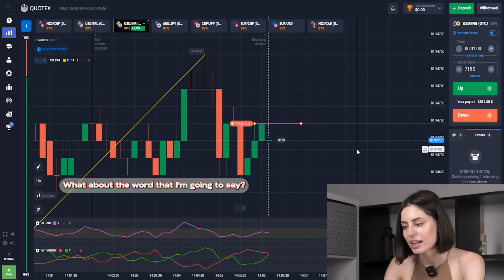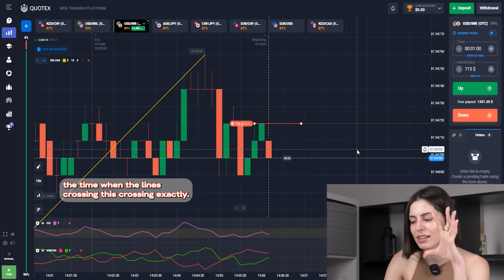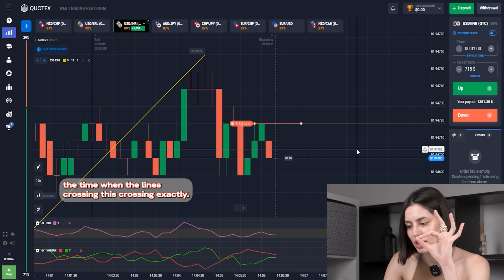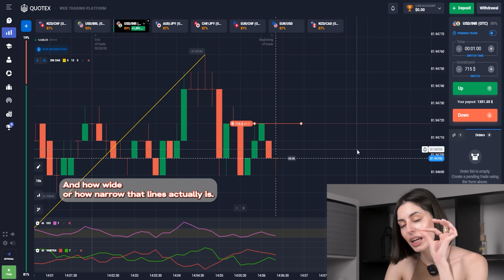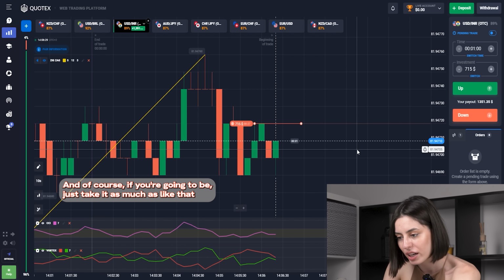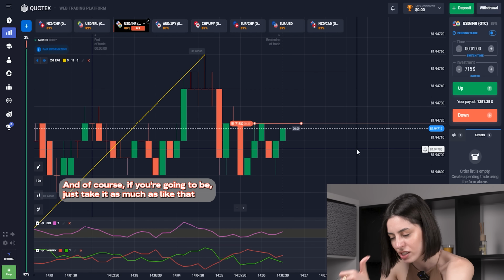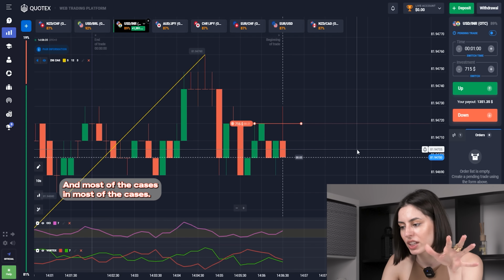What about the Vortex? I must say, what about these green candles? It's quite important the time when the lines are crossing exactly, and how wide or how narrow those lines actually are. And of course, if you're just checking it like that, crossing means changing in most of the cases.